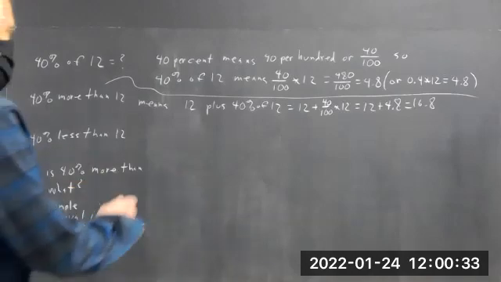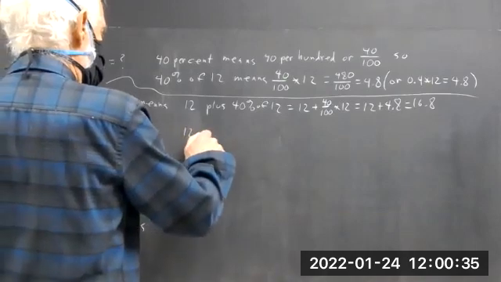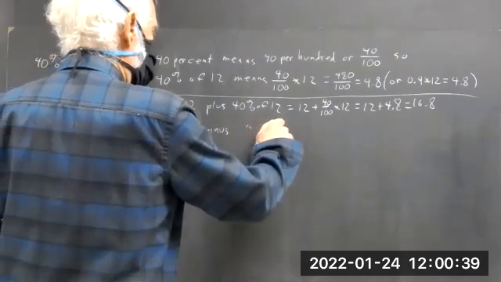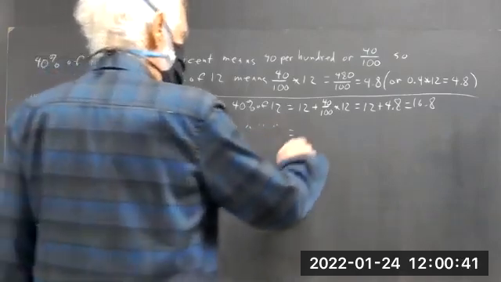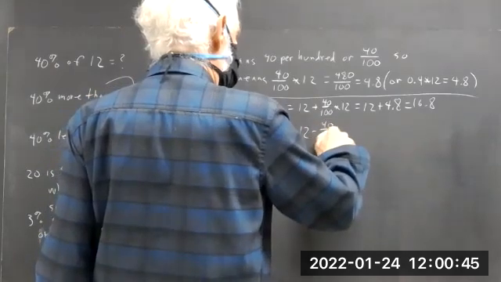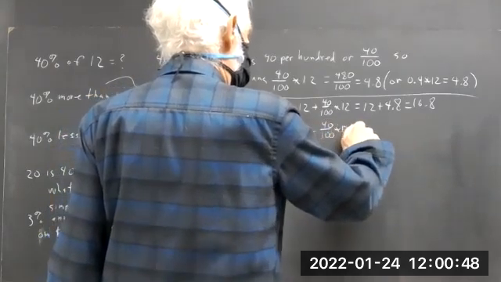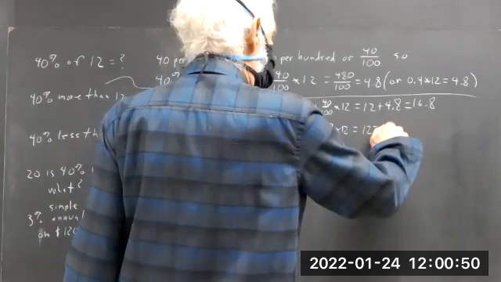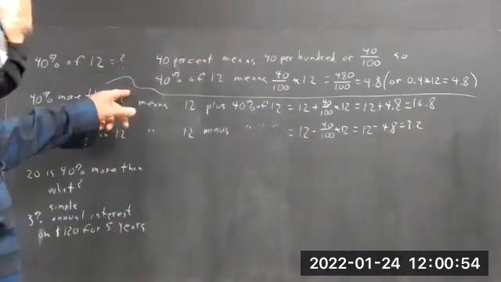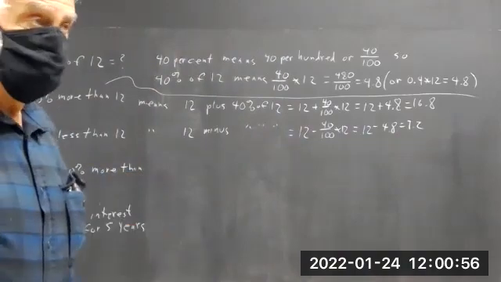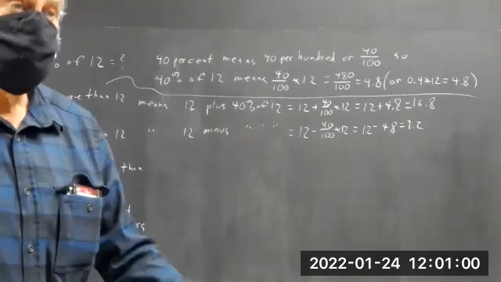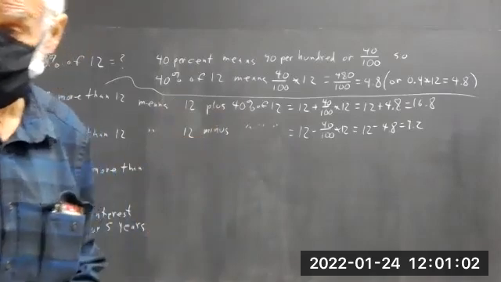40% less than 12 means 12 minus 40% of 12, which is 12 minus 40 over 100 times 12, which is 12 minus 4.8, which is 7.2. To get this one, you'll understand this one. But those are points of confusion. A lot of people miss problems about more than and less than. So make sure we got that.